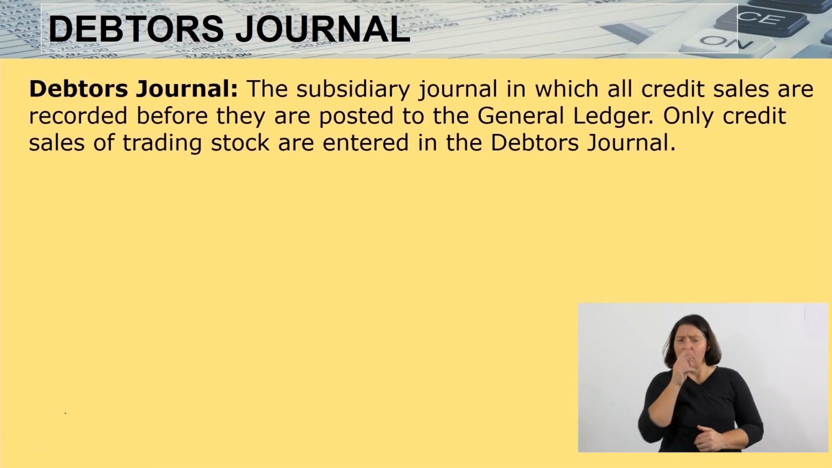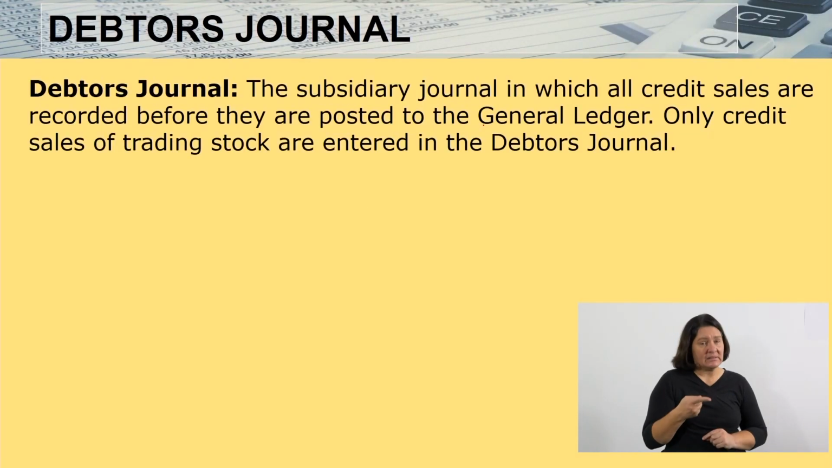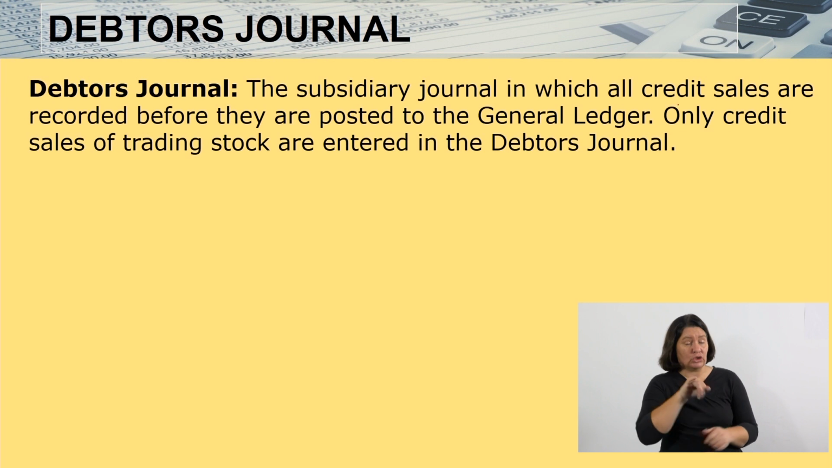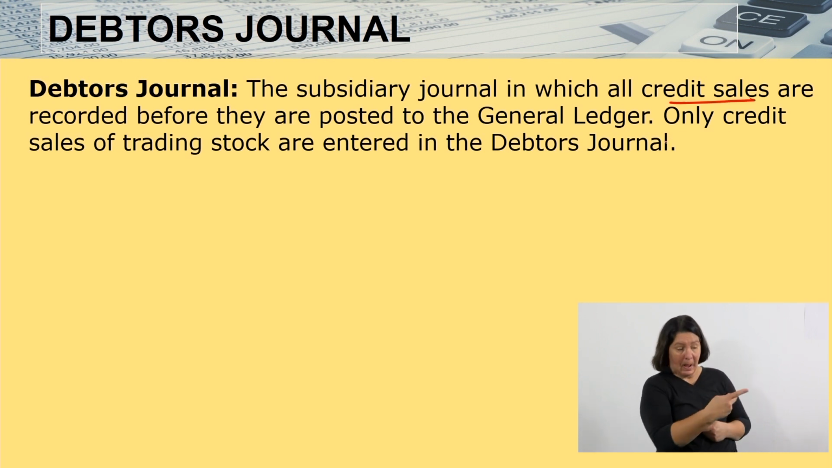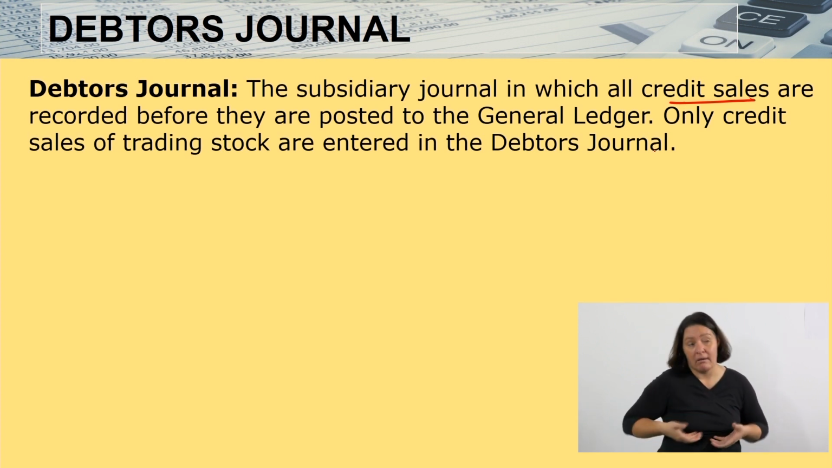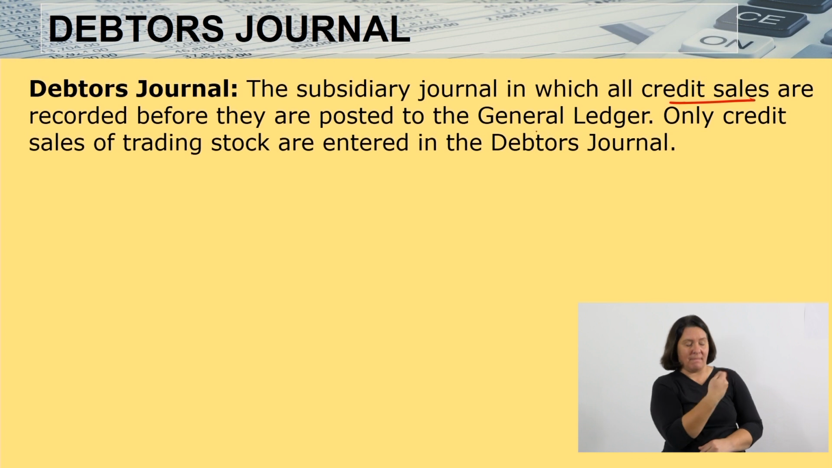The next journals are going to be our credit journals. The first journal that we're going to look at is what we call the debtors journal. Most of you know this as the DJ. What is the debtors journal? This is a subsidiary journal in which all credit sales, when we sell goods to our customers on credit, we record it in the DJ. This is before we post it to the general ledger.